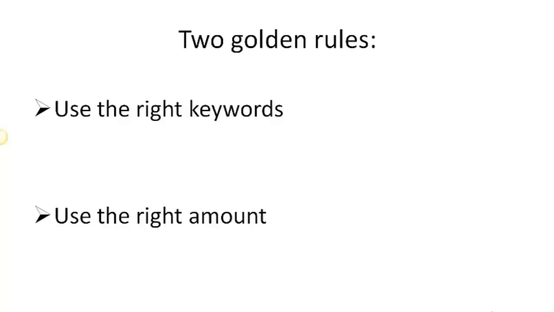Two golden rules of keywords that I really want you to take from this short presentation. You need to use the right keywords in your article, and you need to use the right amount of keywords in your article. It seems common sense when you get into it, but they're really important, and no matter how many articles you write, you've still got to keep remembering these two golden rules. Use the right keywords and use the right amount.